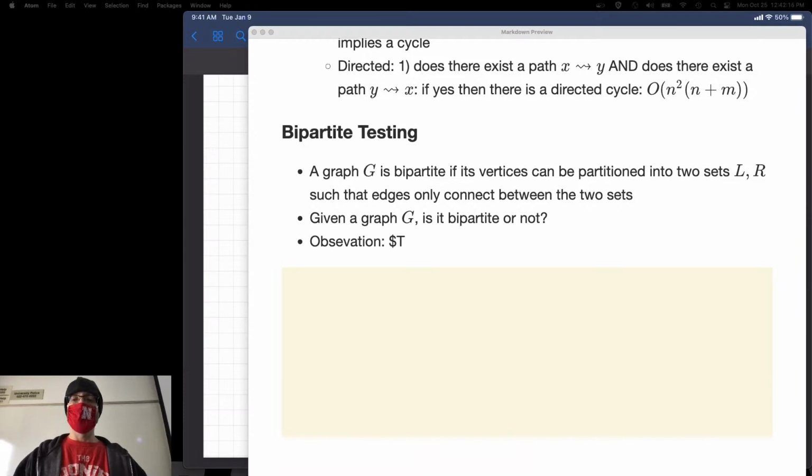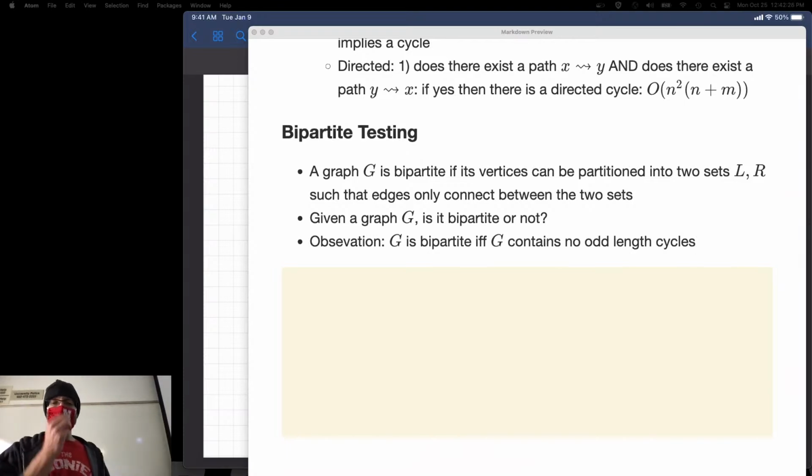G is bipartite if and only if G contains no odd length cycles. Right? So remember, data structures and algorithms. Why do we like structure? It's because that structure can be exploited, right? And here's one structure that doesn't even come from computer science. Here's a structure that comes from graph theory that we're now going to exploit.